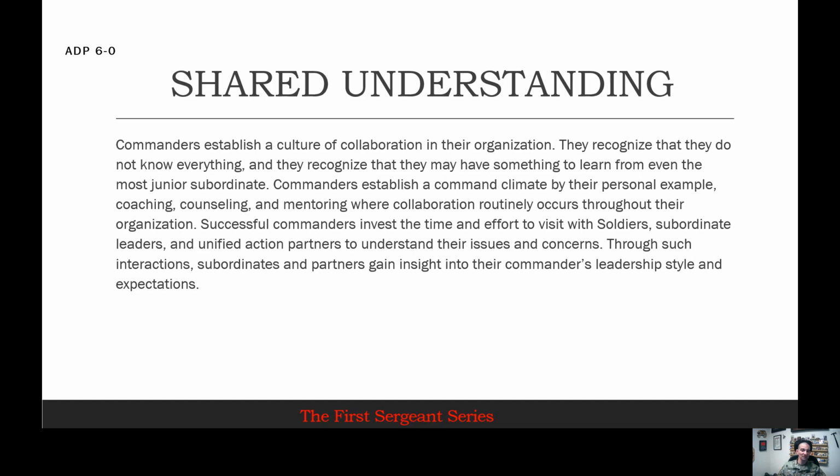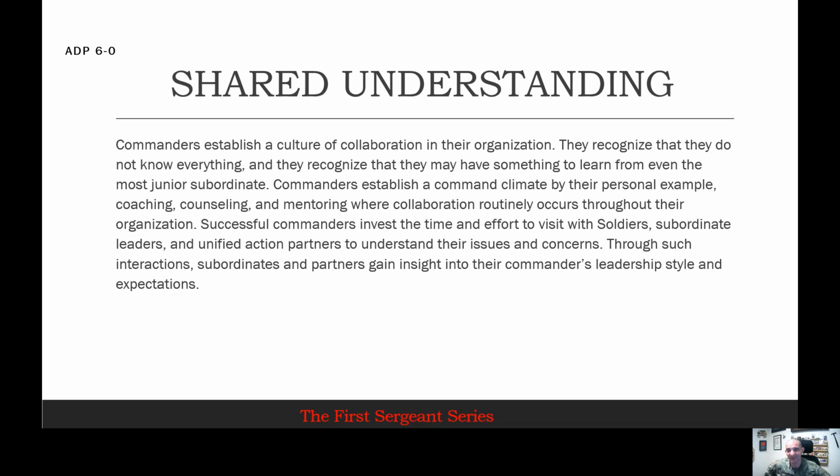Commanders establish a culture in their organization. They recognize that they do not know everything, and they recognize that they may have something to learn from even the most junior subordinates. This goes back to what I was telling you. Some of the best ideas in the world come from the lower enlisted, right? They're the ones actually doing it. So listen to them, listen to their ideas, listen to their complaints and how they would do things.